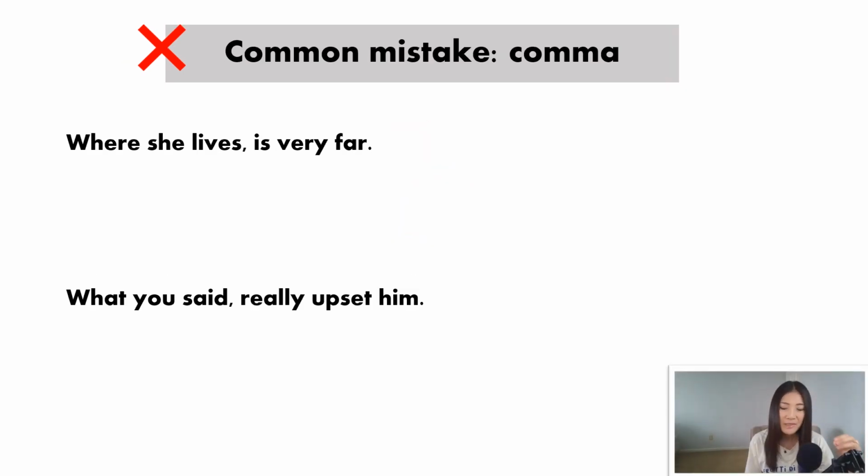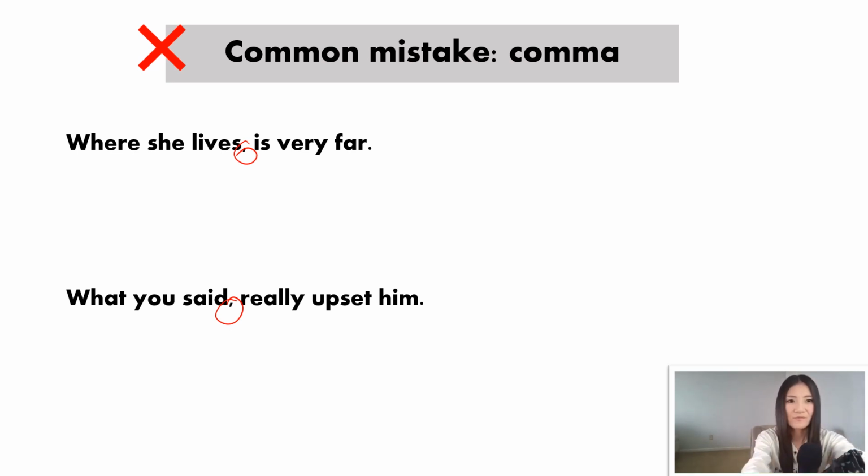Another very common mistake I see students making is with the misuse of the comma. So for example, where she lives, comma, is very far. Or what you said really upset him. So in both of these sentences, you don't have a choice. You cannot have commas there. And why this is: you cannot have a comma directly separating subject and verb.